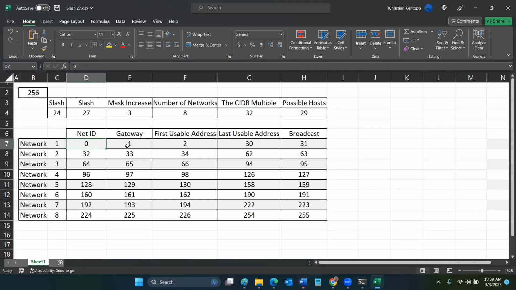The network ID is 0, the gateway is 1. I can go from 2 to 30. My broadcast is 31 in the first network. Network ID for the second network is 32. The gateway address is 33. First usable address is 34 to 62. Broadcast is 63. That's the beginning ID for the next one. If I get to the end of this, 95, that's the broadcast. The next network starts at 96.